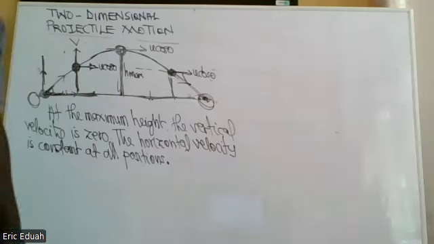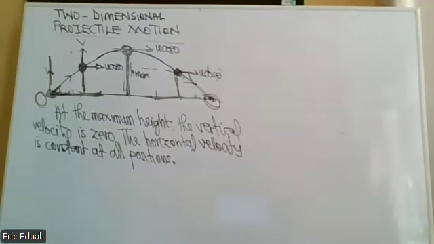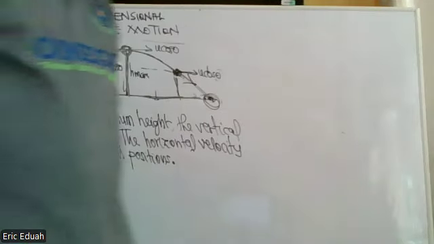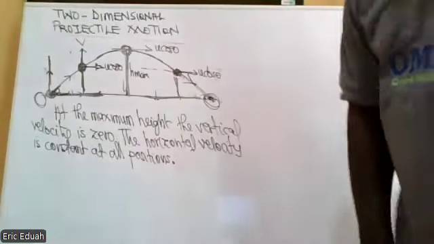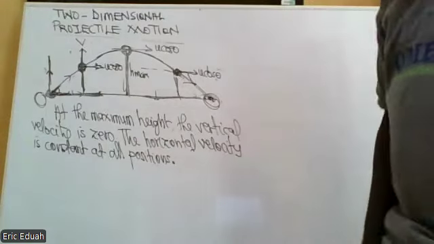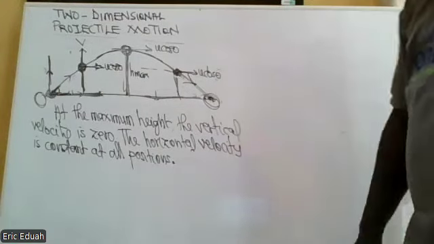Because when it reaches the maximum height, the projectile becomes stationary for some time. Why? Because it's going on a constant velocity. Why?